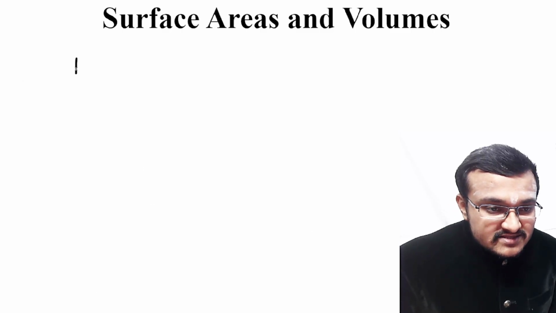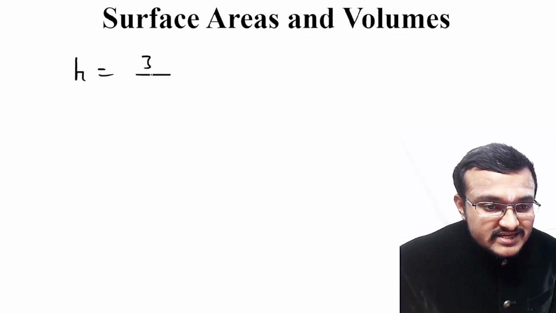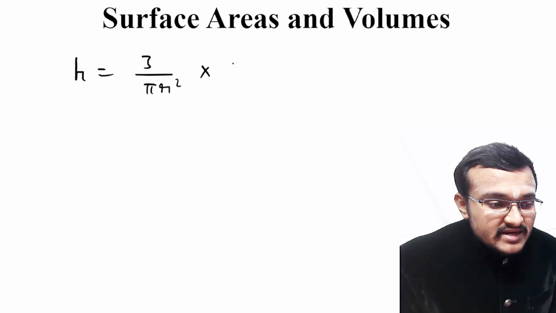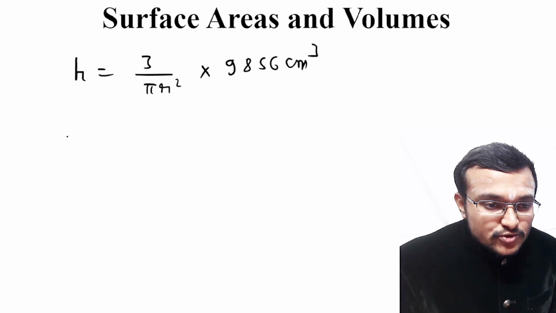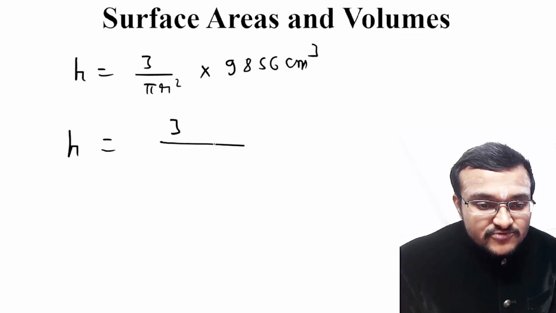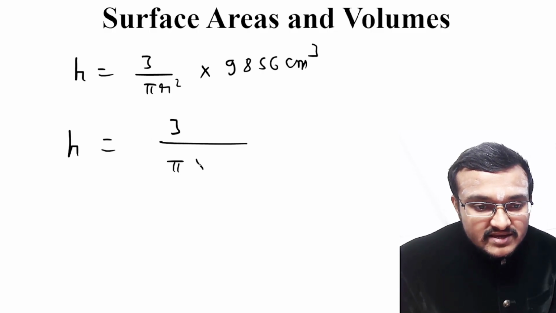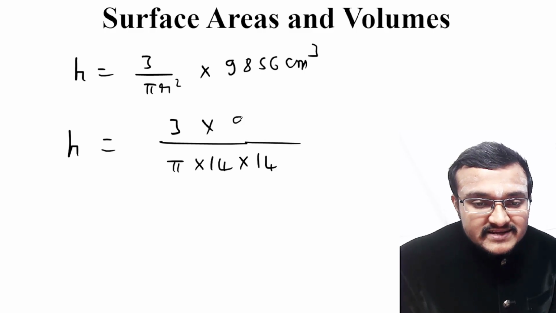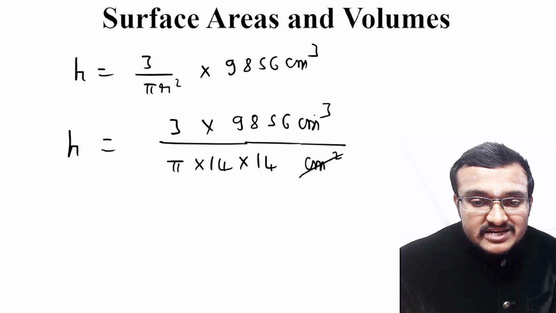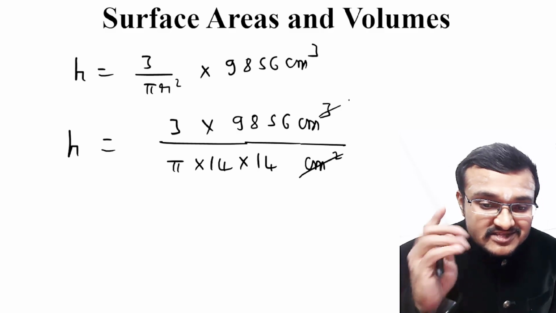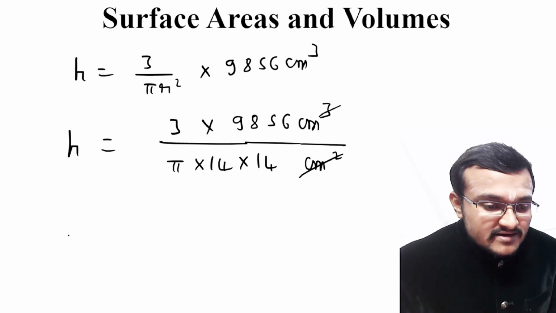Now we will write this in the new slide. So h is equal to 3 by pi r square into 9856 centimeter cube. The r value we know is 14 centimeter. So pi into 14 into 14 in the denominator, 3 into 9856 centimeter cube is there. Here 14 centimeter into 14 centimeter means centimeter square. So centimeter square and centimeter square get cancelled with each other, and only 1 centimeter will remain in the numerator.